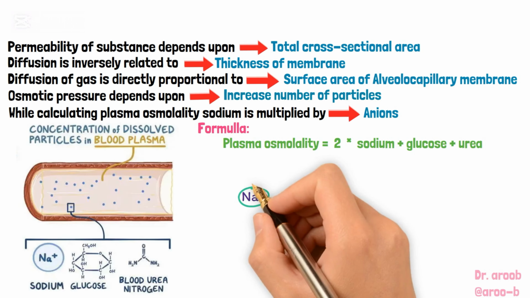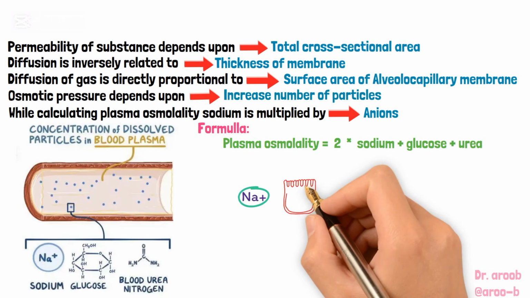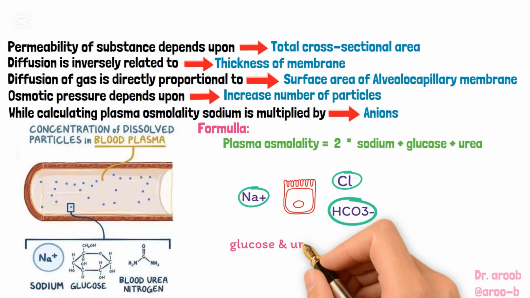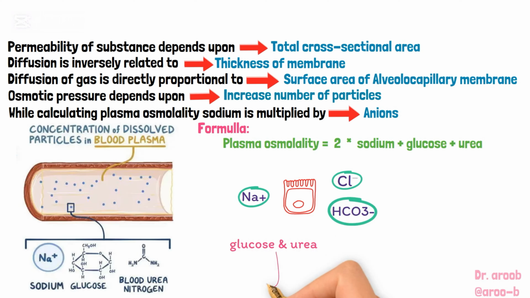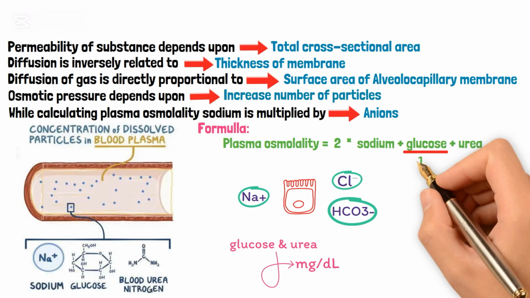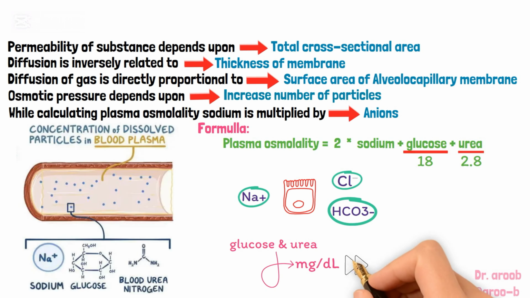Sodium is a major extracellular cation, and its concentration is closely related to the concentration of its accompanying anions, chloride and bicarbonate. Glucose and urea concentrations are typically measured in milligrams per deciliter. Glucose is divided by 18, urea is divided by 2.8, to convert into millimoles per kg for use in the above formula.